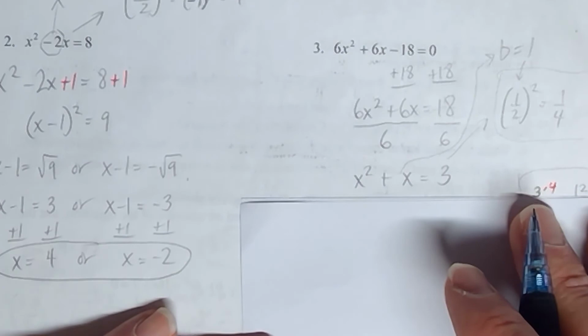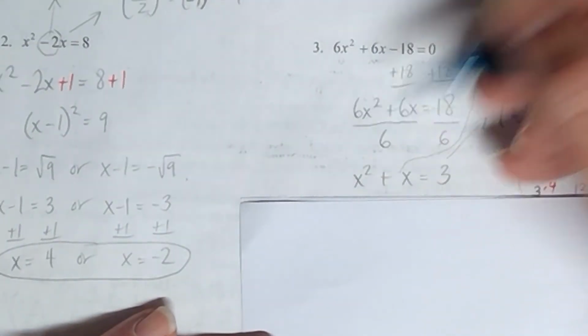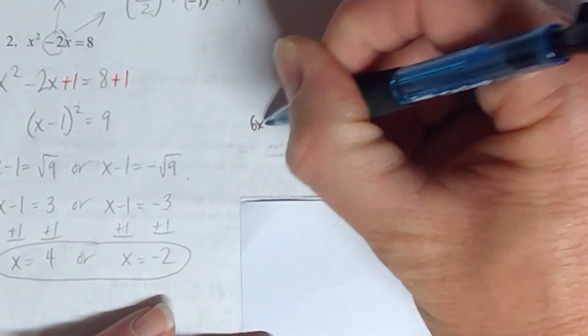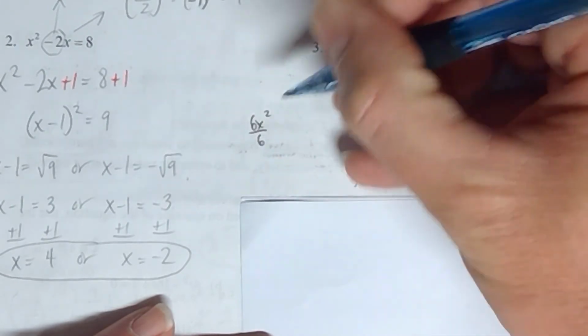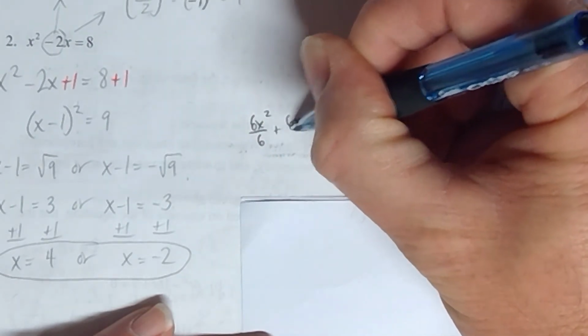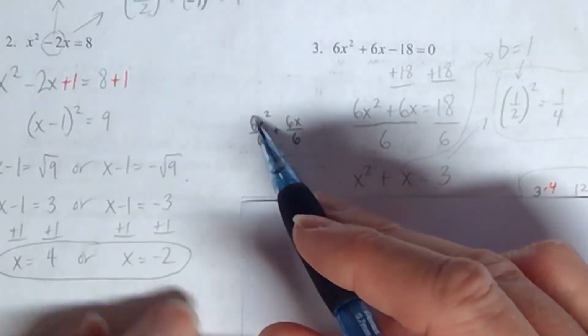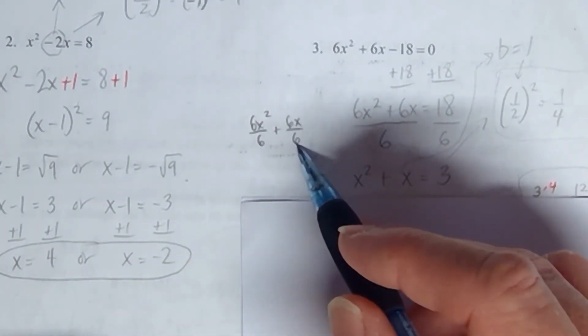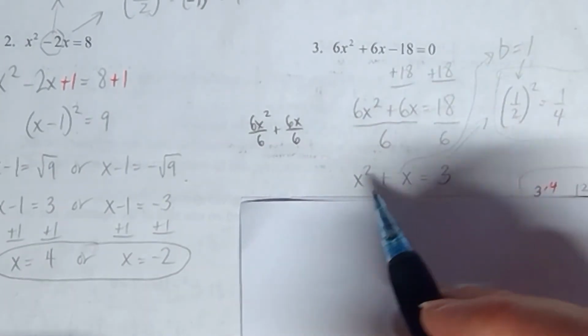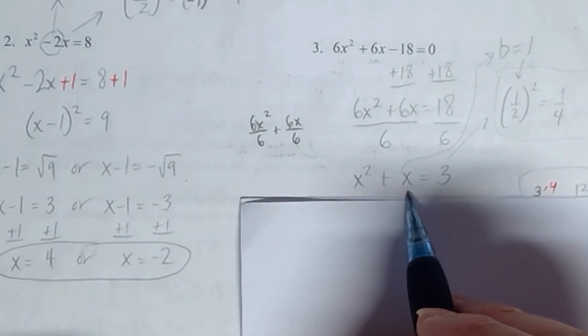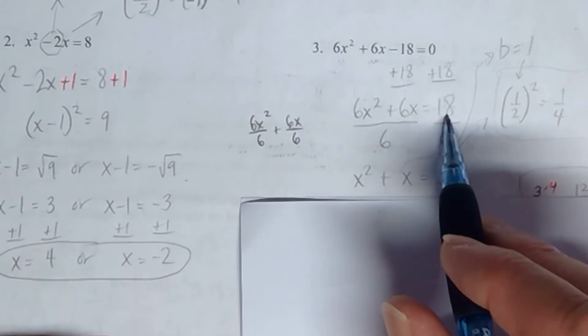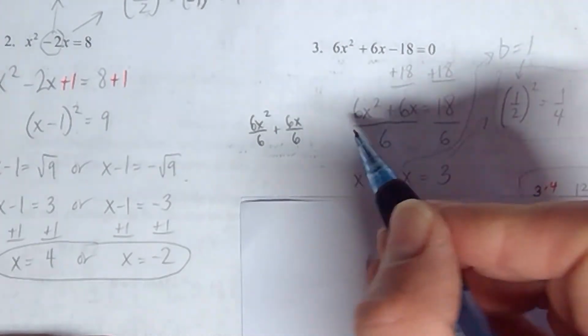I then get this right here because I need to do what? I kind of went a little bit faster because we've done a lot of these examples now. But just in case, I'll show it to you. Okay, 6x squared divided by 6, the 6's cancel. 6x divided by 6, the 6 is canceled. That's why we end up with x squared plus x. 18 divided by 6 is 3. Okay.